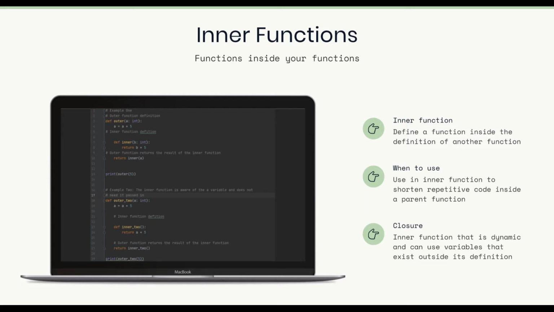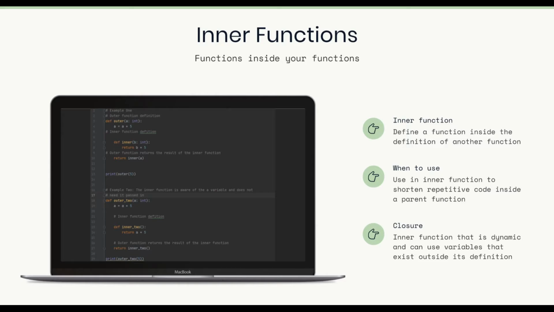So if you're writing a function and you find that you're repeating a lot of code in that function, that would be an indicator that you might need to use an inner function. And then the next concept is closure. Inner functions that are dynamic and can use variables that exist outside its definition.